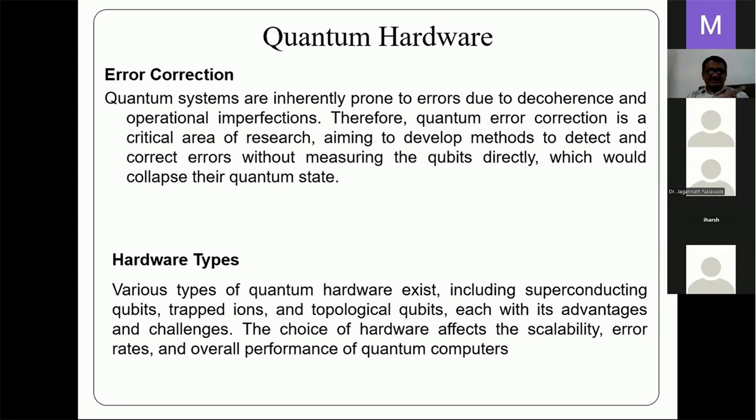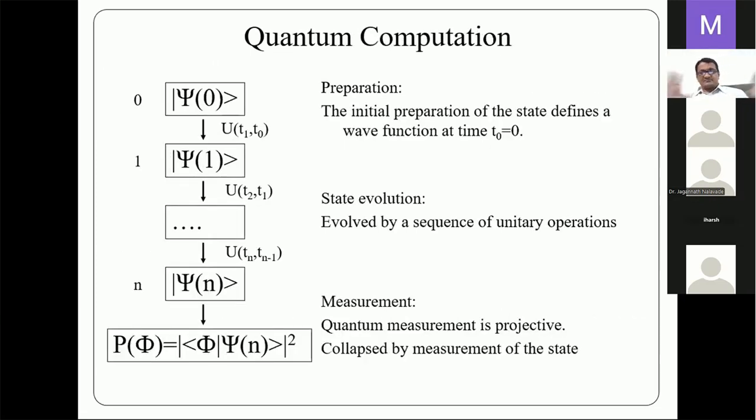And when you look into the hardware types, there are multiple types that exist, like superconducting qubits, trapped ions, topological qubits. Everything has its own advantages and disadvantages, but the choice of hardware depends on the scale, what error rate is affordable, and the overall performance of your quantum computers. Anyway, most of the time, I don't know how many of you have heard about NP-hard and NP-complete problems.